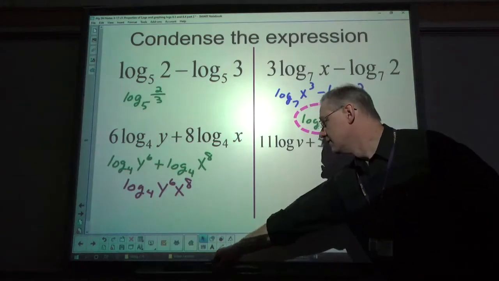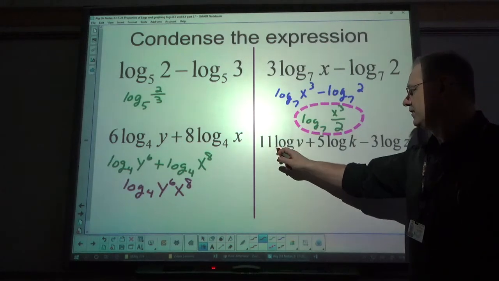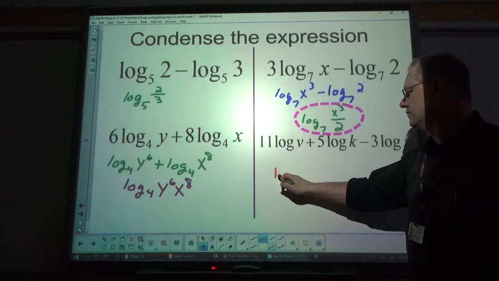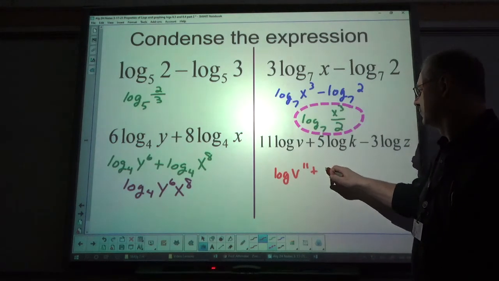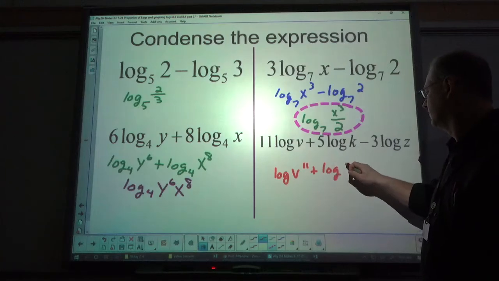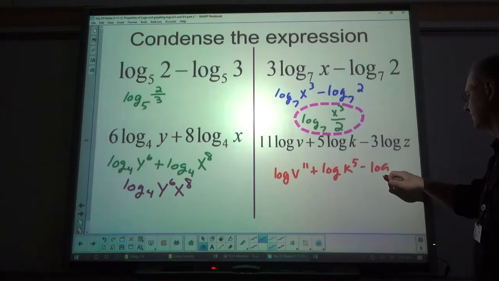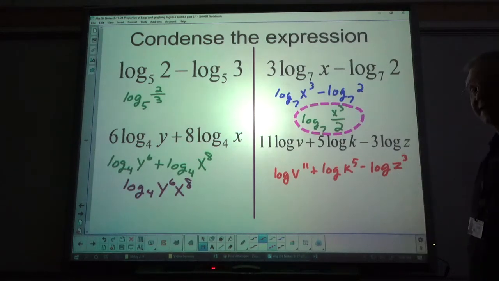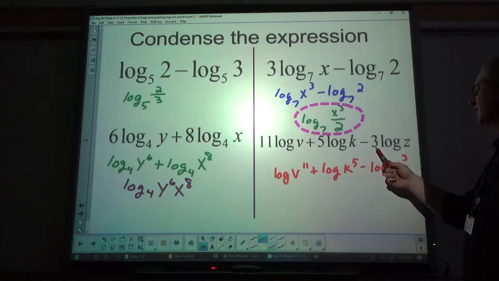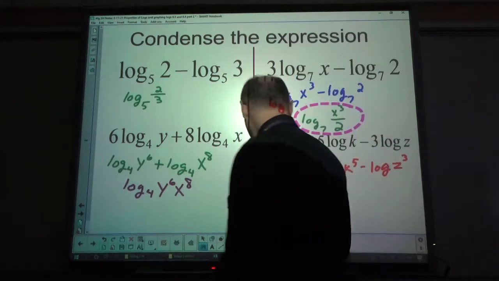Okay. Now, this one. That's an 11 log. So, log of v to the 11 plus log of k to the 5th minus log of z to the 3rd. Now, technically, you could say plus negative 3 power, but I wouldn't do it that way.